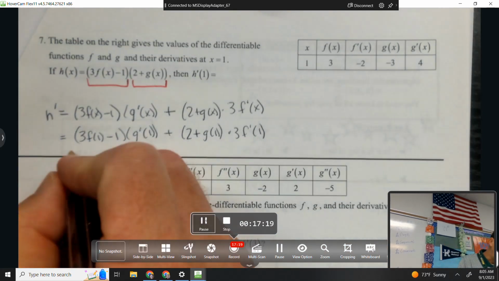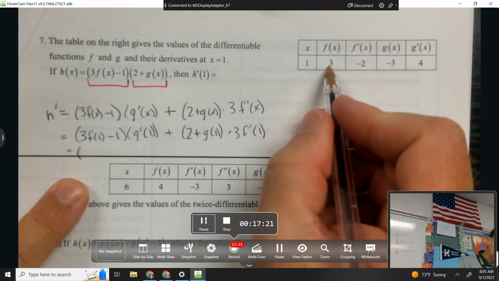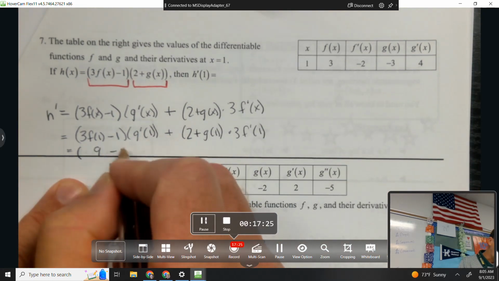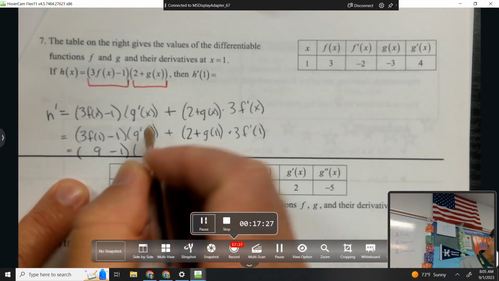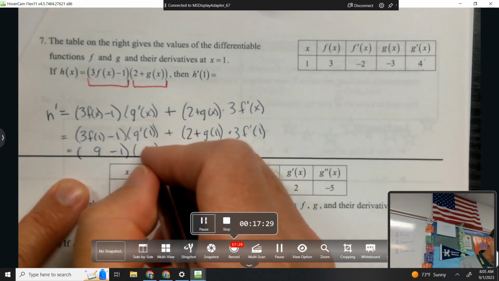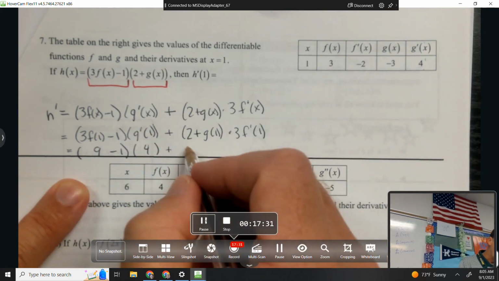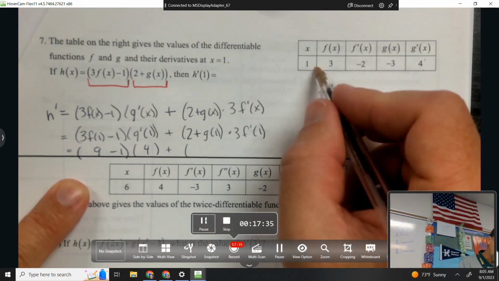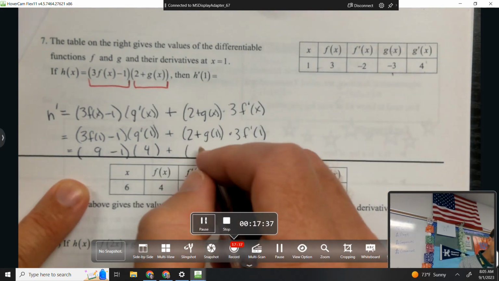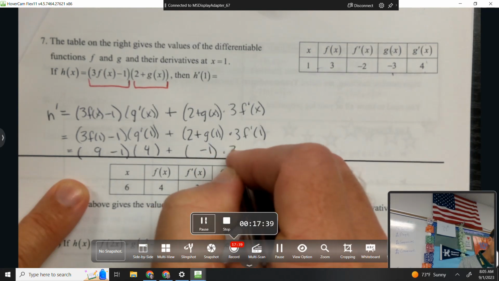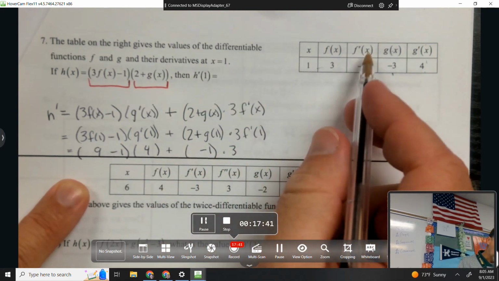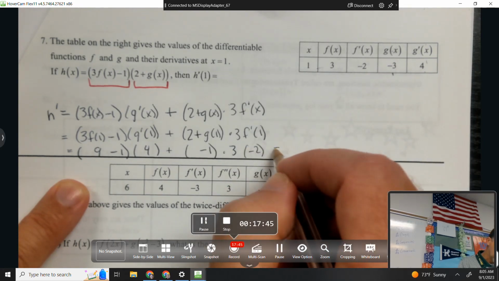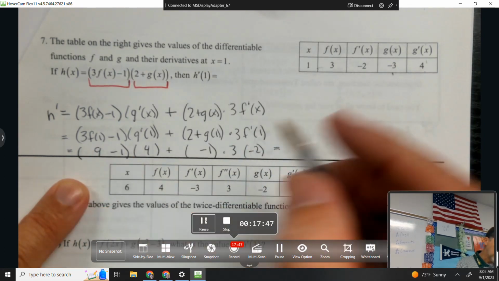Let's see, so 3f of 1, so that's 9 minus 1. G prime at 1 is 4. G of 1 is -3. Plus 2 is -1. F prime at 1 is -2. So 8 times 4 is 32.